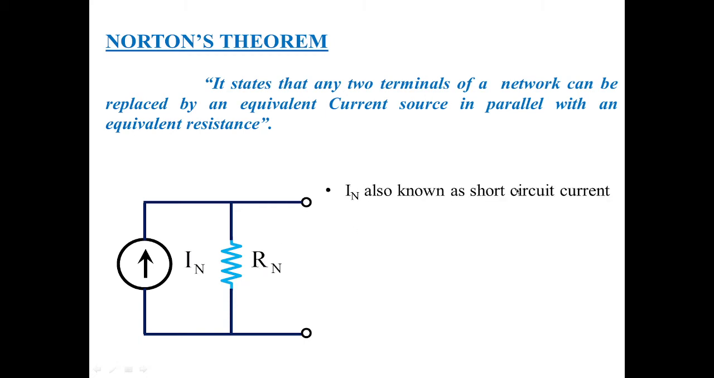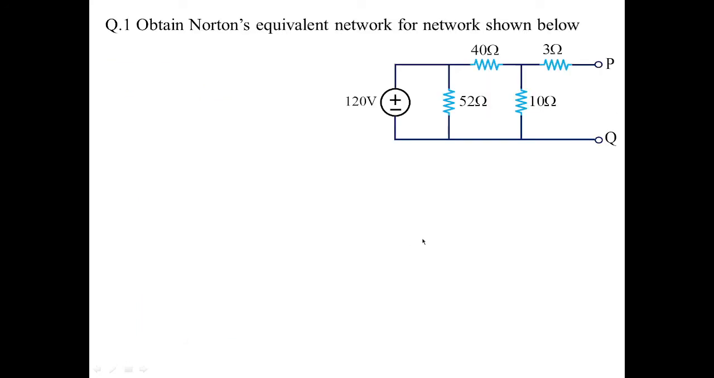So I Norton is also known as the short circuit current. Wherever it is required, we need to find the short circuit current, and that becomes Norton's current. And then we need to find Norton's resistance, which is nothing but the equivalent resistance of a given network. Let us start with the problem.